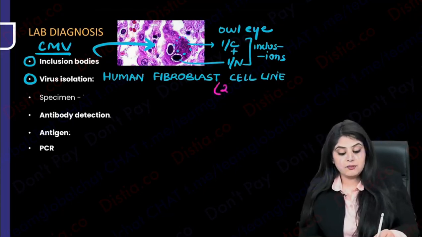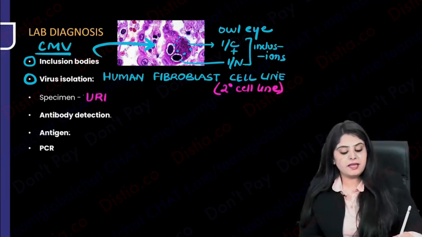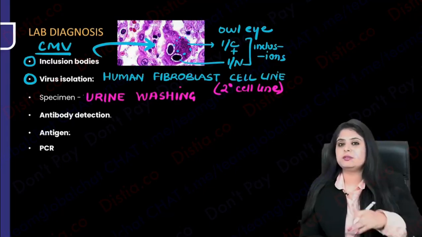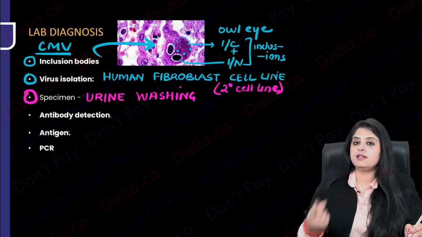Dekho, if you remember, it was a secondary cell line. But on what sample will you take and grow on this cell line? The best sample that you use is urine washings, because cytomegalovirus in transplant patients tends to go and cause kidney problems. So urine washings is what you will take, and what cell line will you grow it on?